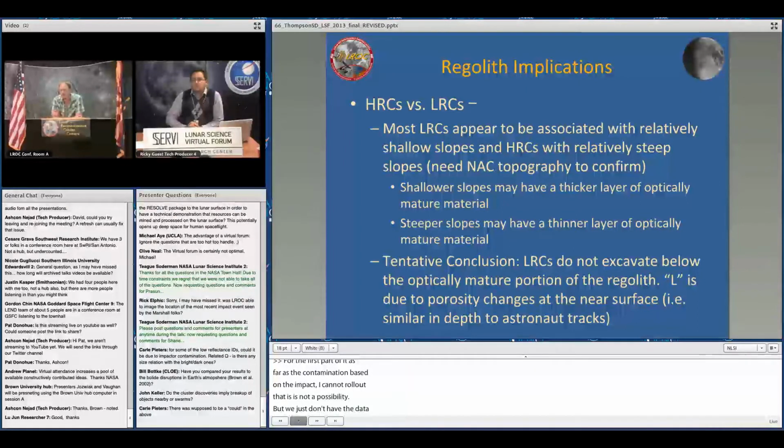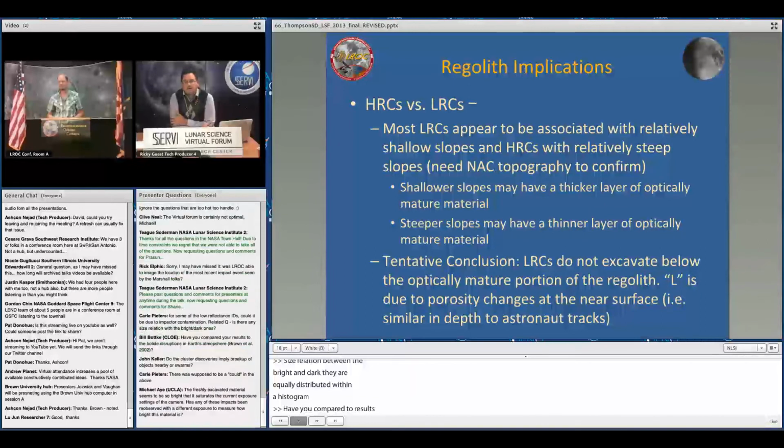What was the second part of the question? Is there a size relation between the bright and dark, the light and? There's not. They are pretty much equally distributed within that histogram. Okay. Bill Baki asks, have you compared your results to the bolide disruptions in the Earth's atmosphere after Brown et al. 2002? We have not, but that is one aspect that we plan on looking at.